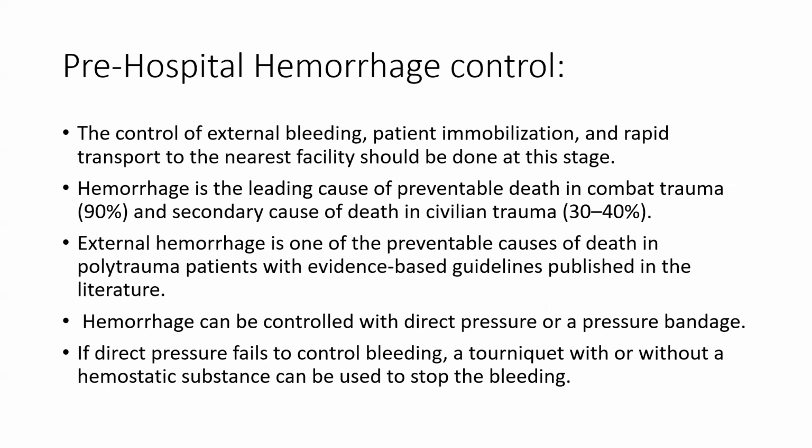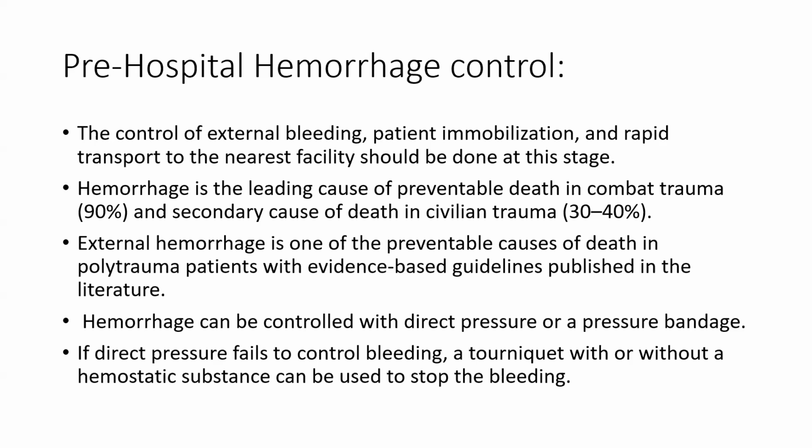Now, the pre-hospital hemorrhage control. The control of external bleeding, patient immobilization, and the rapid transport to the nearest facility should be done at this stage. Hemorrhage is the leading cause of preventable death in combat trauma and the secondary cause of death in civilian trauma. External hemorrhage is one of the preventable causes of death in the polytrauma patient, with evidence-based guidelines published in the literature. So hemorrhage can be controlled with direct pressure or a pressure bandage.